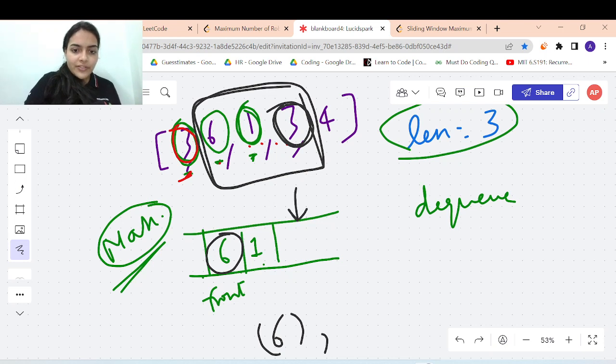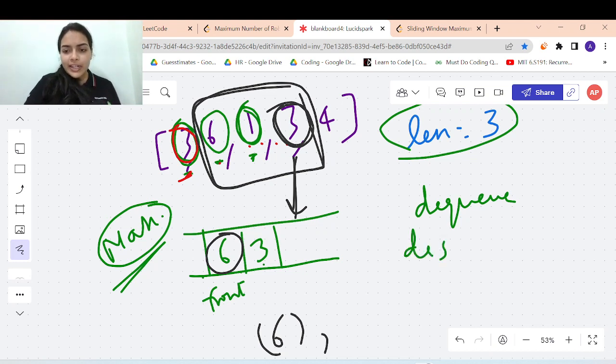Whenever we add elements, we add them from the back side, and whenever we remove elements, we remove them from the front side. Okay, so now we have to add 3. We will add it from the back side, but see what is happening, already 1 is there. So since I found an element greater, I can pop this 1 and I can store 3. 3 is a better answer than 1, right? So I can pop it and I can store here.